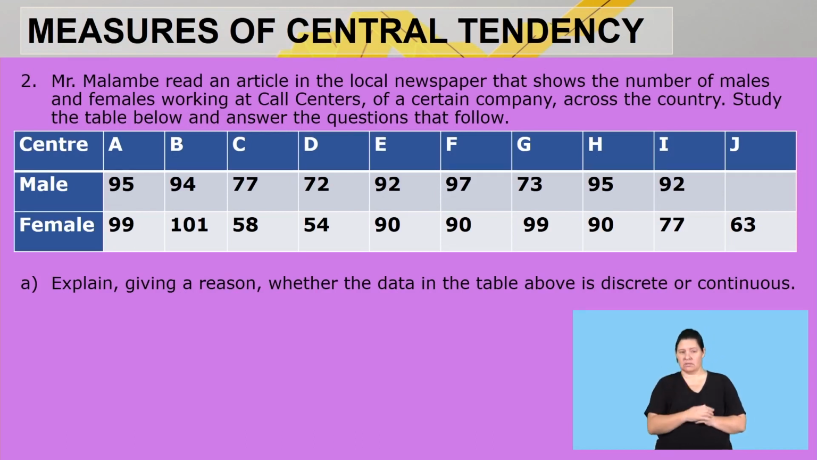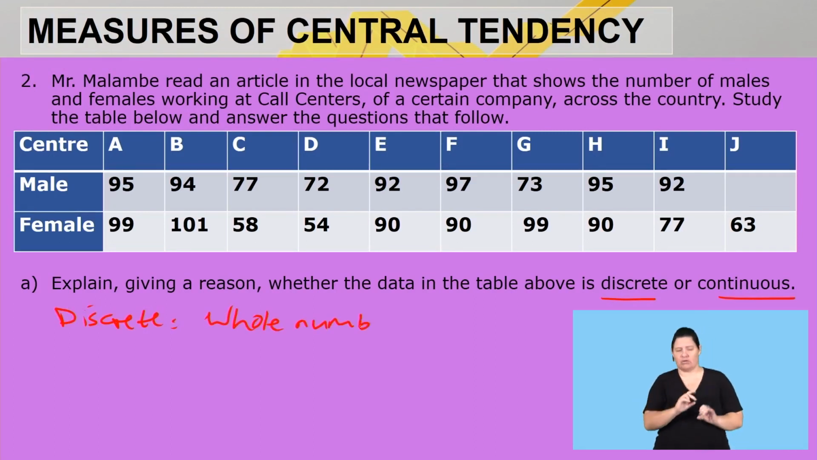So the first question, number 2A: explain, giving a reason, whether the data in the table above is discrete or continuous. So if we go back to what we've said, this will definitely be discrete data. Why do I say that it's discrete data? If you look at it, because it consists of whole numbers only. Okay, so that is our reasoning behind this. It's discrete data because it consists of whole numbers only.